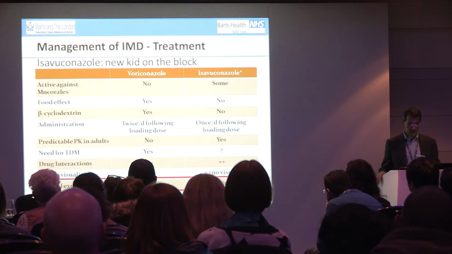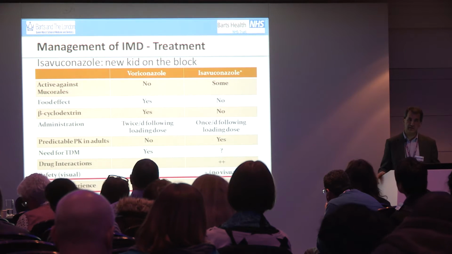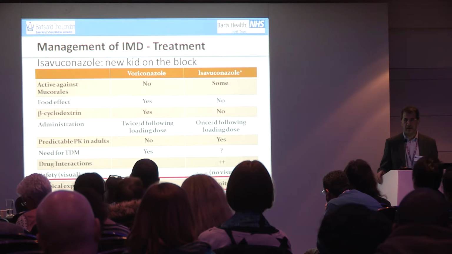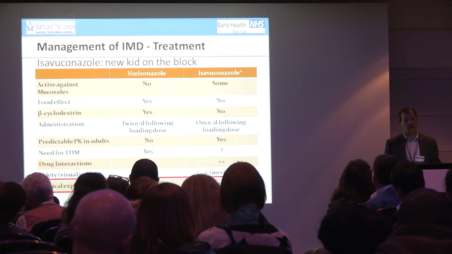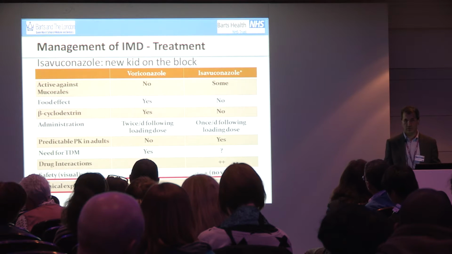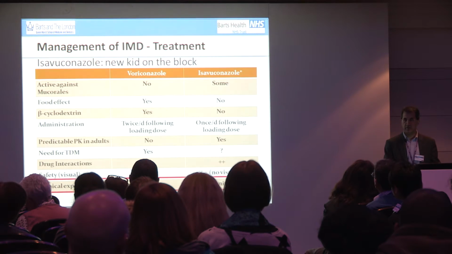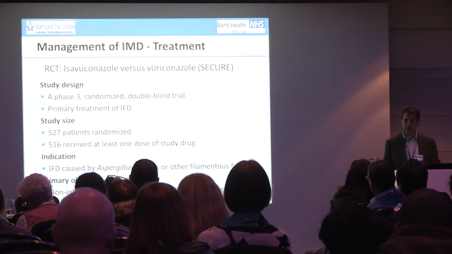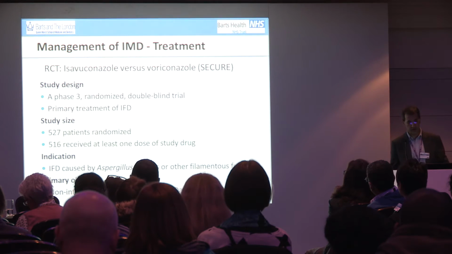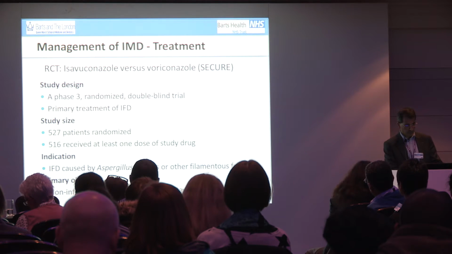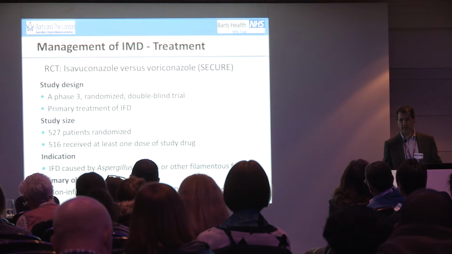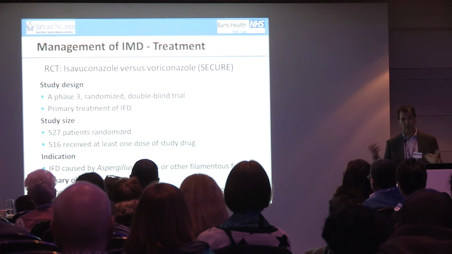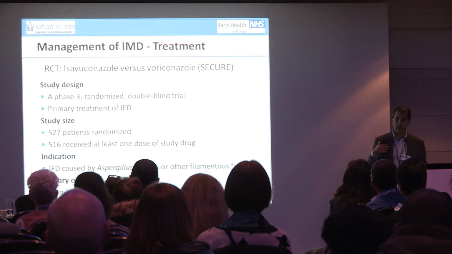Of course, there's one big difference with advantage going to voriconazole: we've been using voriconazole for a very long time and are familiar with it and know how to use it. Isavuconazole, clearly, we have yet to get experience with. So this was the pivotal study for isavuconazole, randomization against voriconazole, and the primary objective was all-cause mortality at 42 days. So not about response rates, it was are you alive or are you dead?